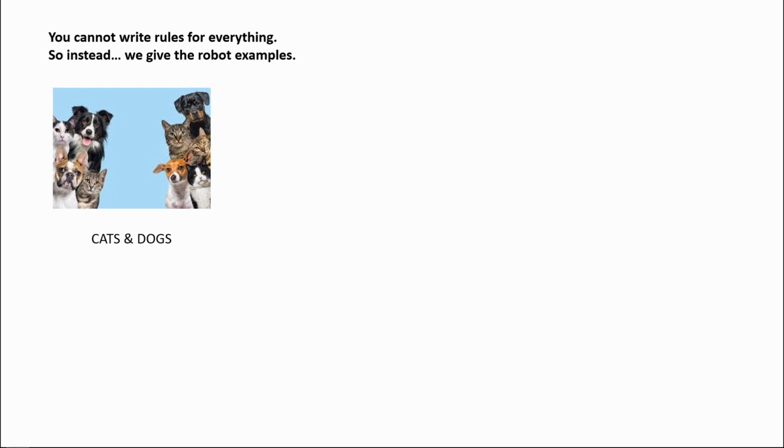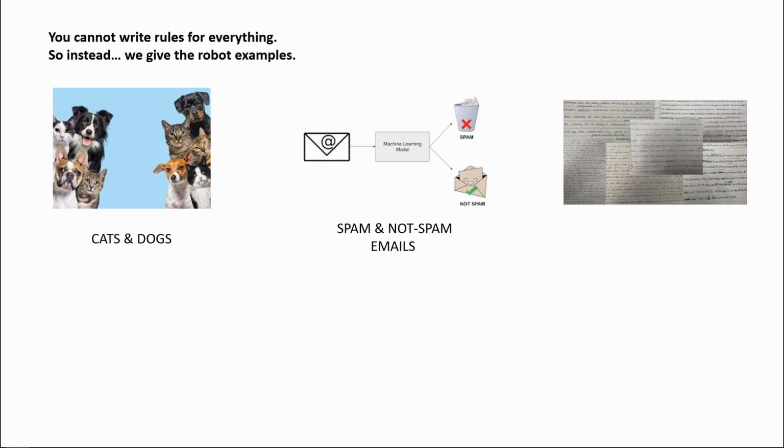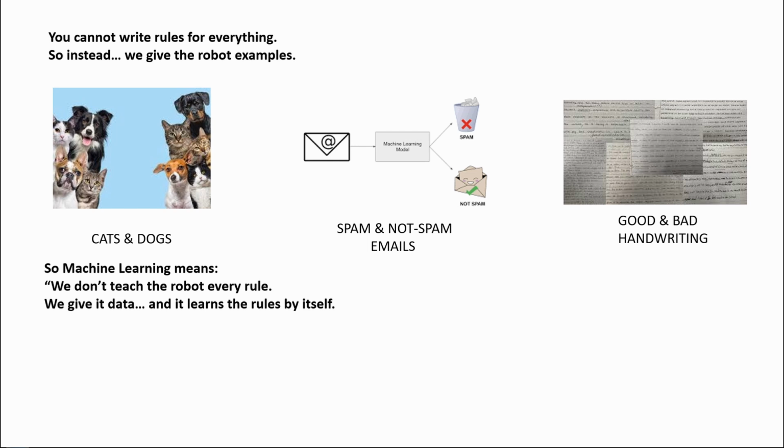But life is not that simple. You cannot write rules for everything. So instead, we give the robot examples. We give it thousands of pictures of cats and dogs, thousands of messages labeled spam and not spam, thousands of examples of good handwriting and bad handwriting. Then the robot learns patterns on its own. So machine learning means we don't teach the robot every rule. We give it data and it learns the rules by itself. That's the beauty of ML.